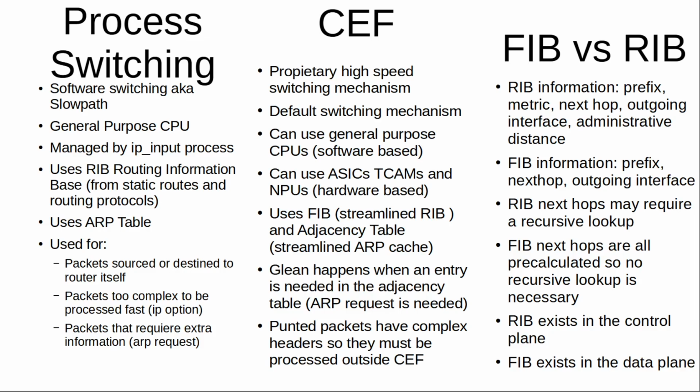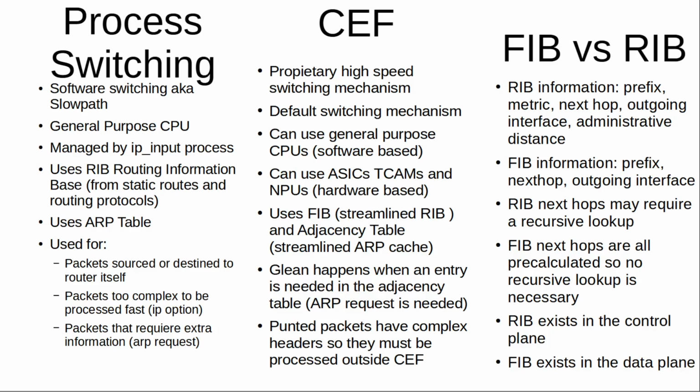You can run into two particular events when running CEF. For instance, glean happens when an entry is needed in the adjacency table. That means that an ARP request is needed. Or you can have punted packets. These are packets that have complex headers, so they must be processed outside CEF.